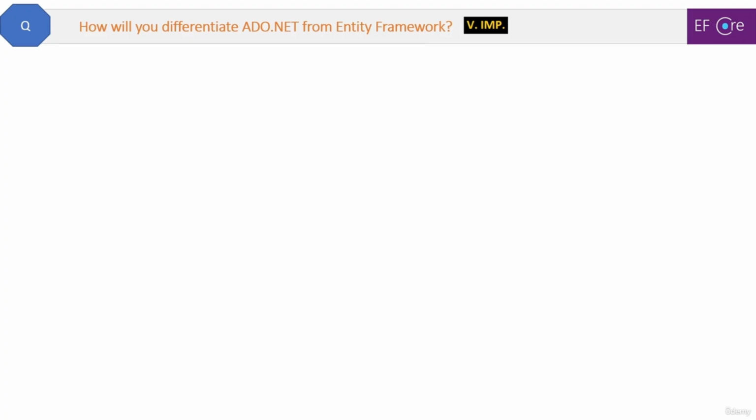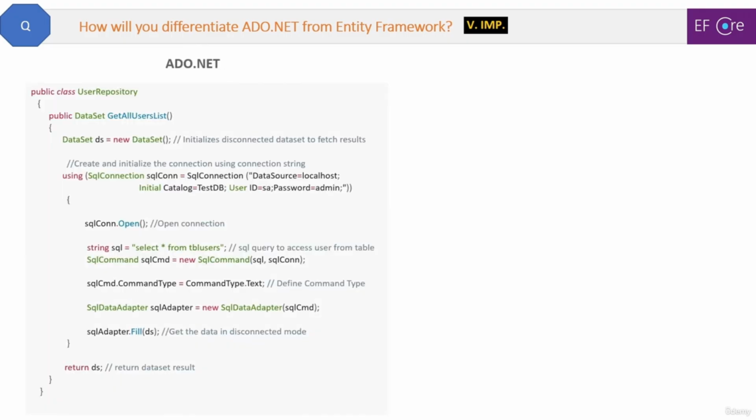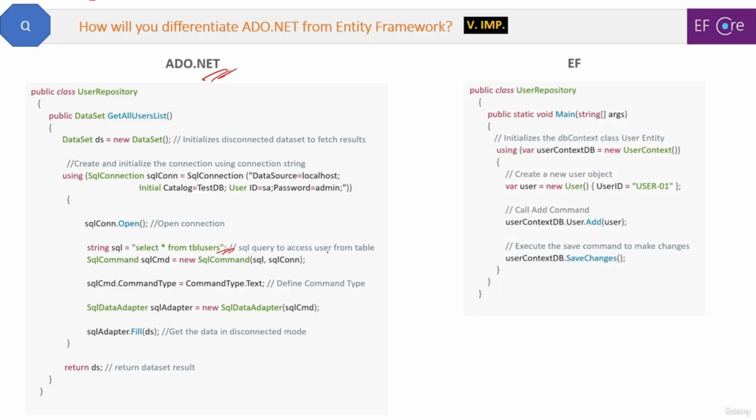How will you differentiate ADO.NET from Entity Framework? Let's see an example of ADO.NET code and its call to the database. See, this is the ADO.NET code to get the result from the TBL users table. You can count the number of lines of code here, right? And now I will show you the code of Entity Framework for the same thing. And see, here it is. See the difference? The same work has been done in so much less code.